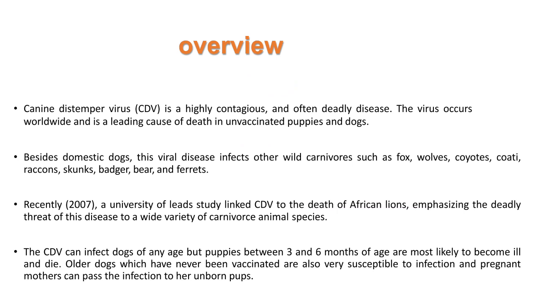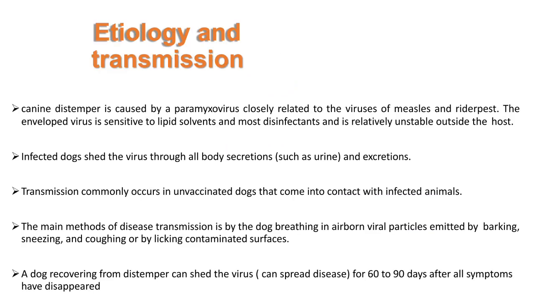Besides domestic dogs, it also affects wild carnivores. In a recent study, it is mentioned that this disease is also a cause of death in African lions. The canine distemper virus can affect dogs of any age, but puppies between 3 and 6 months of age are most likely to become ill and die. Older dogs which have never been vaccinated are also very susceptible to the infection, and pregnant mothers can pass the infection to their unborn pups.